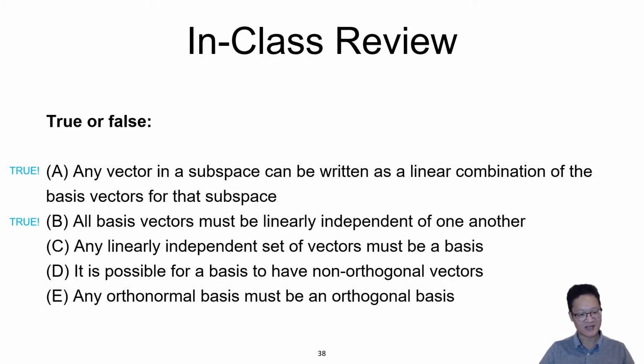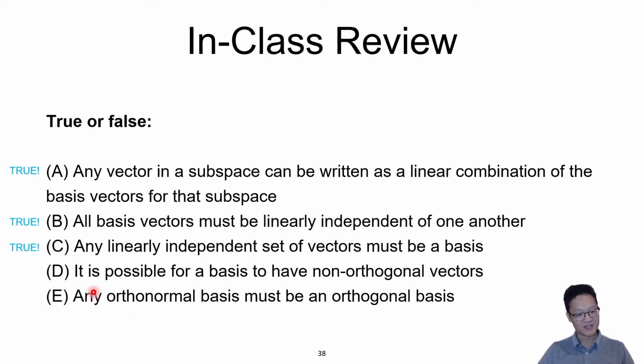Okay, C. Any linearly independent set of vectors must be a basis. So this one is actually a little tricky, but it's actually true. I guess what I didn't say is what is it a basis of, right? So let's say that we're in 3D space and we only have two linearly independent vectors. So these two vectors would not be a basis for the entire 3D space, but it would still be a basis for whatever 2D subspace that they span, right? So this one is true.